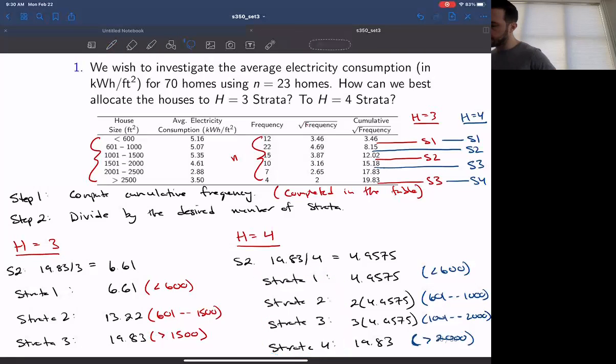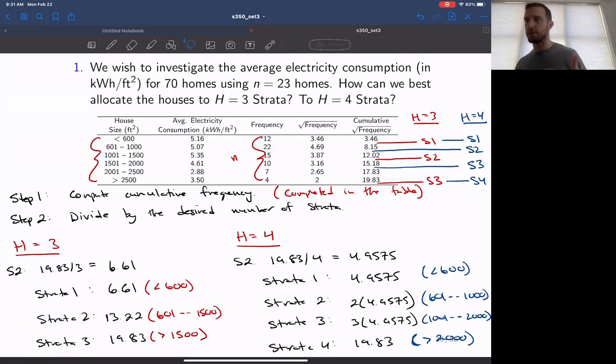Okay, so that's the basic idea. So we are taking some splitting feature, which in this case would be the house size. We have the frequencies, so the number of houses that belong to each of those different categories that we split by. So in this case, again, we split by house size. We have, of the 70 houses in the population, the numbers that belong to each of those different house sizes. We take the square root of those frequencies, or those sample sizes, and then we sum those values. And then we split based off of the total cumulative square root frequency divided by the number of strata.